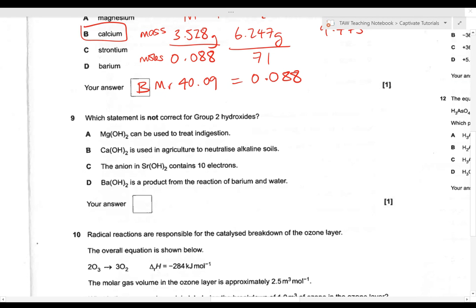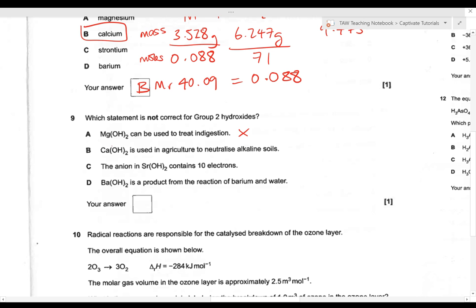So question 9, we need to identify the incorrect statement about group 2 hydroxides. So looking at A, magnesium hydroxide can be used to treat indigestion. That is true, so that's not our false statement. B, calcium hydroxide is used in agriculture to neutralize alkaline soils.